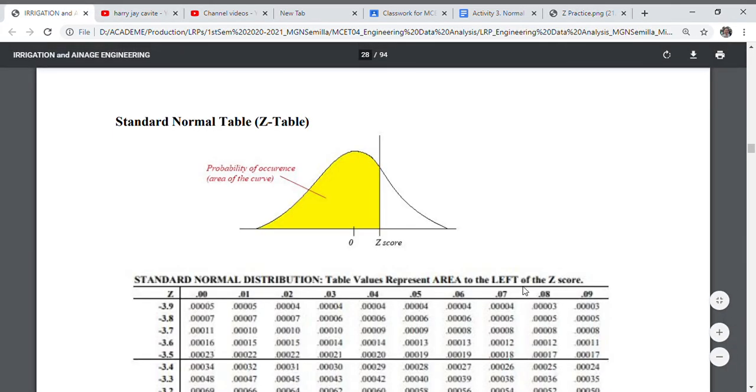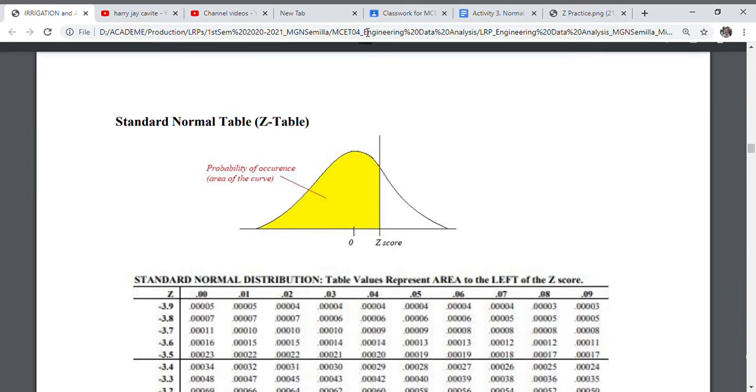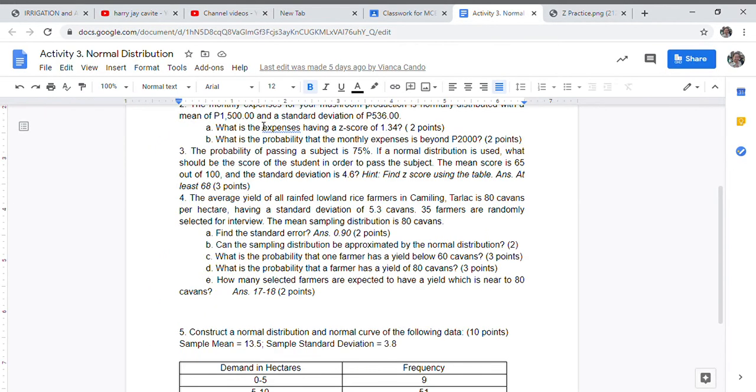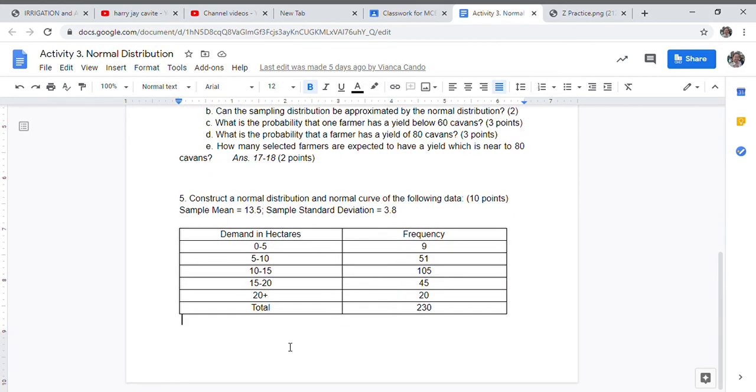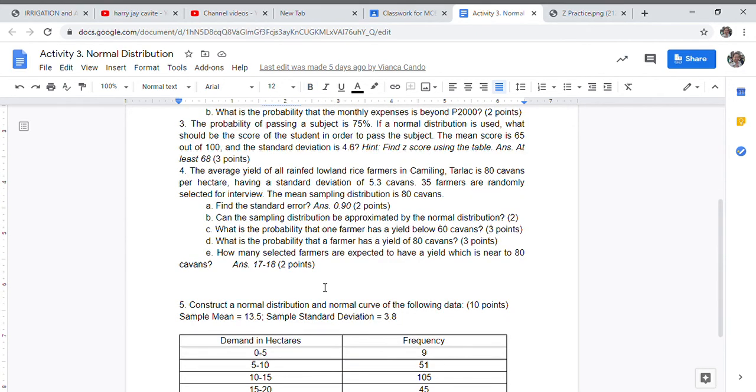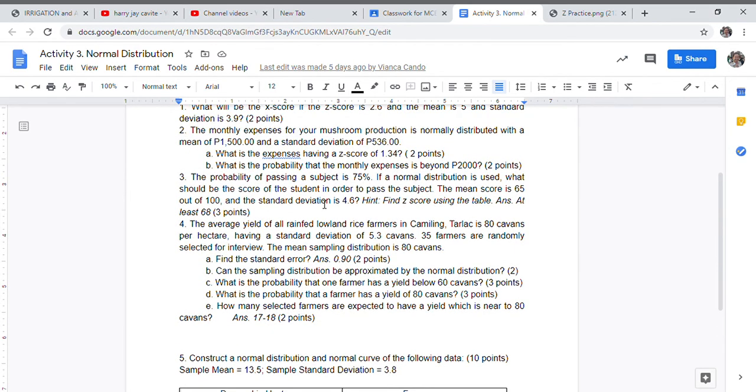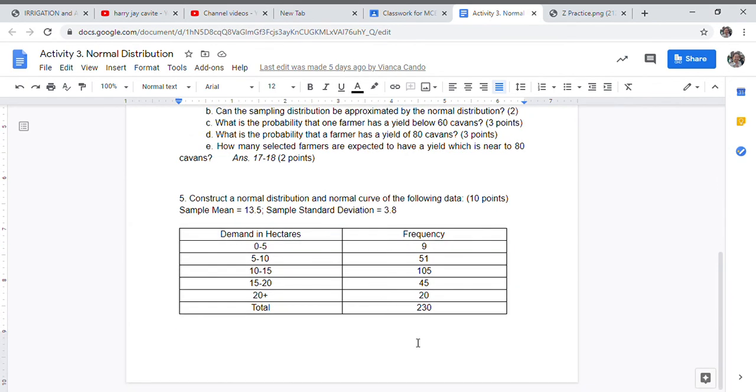So I will not be able to show you the answer here. Okay, so maybe here. Okay, let's see. Okay, next page.